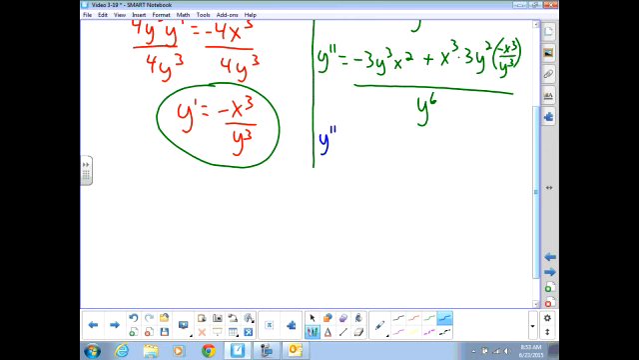So we'll have y double prime equals negative 3y cubed x squared. That negative is going to come back in. We're going to have 3x to the 6th in the numerator. And then you have y cubed in the denominator, y squared in the numerator, so we'll just have 1y on the bottom. And that's all over y to the 6th.